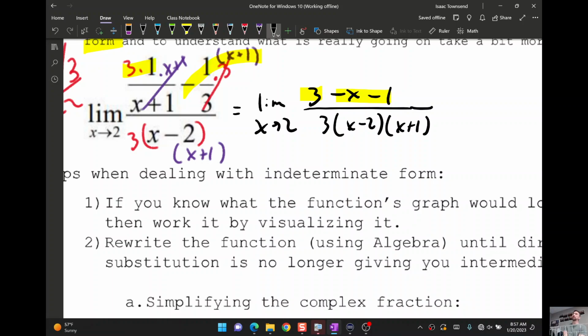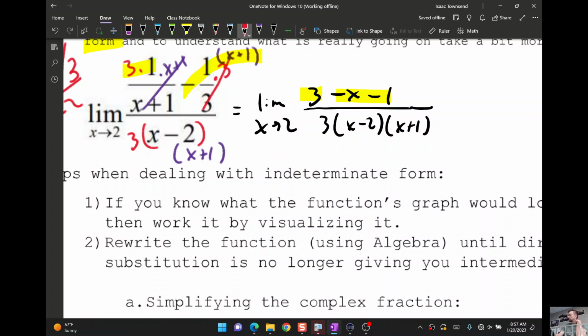It went from smaller fractions within a bigger fraction, and with this first step that we'll be practicing today, at least it's not a complex fraction anymore. At least I don't have fractions within a fraction. So again, complex fractions is not really just a limit thing. Complex fraction is an algebra thing. It's just that it doesn't come up as much.